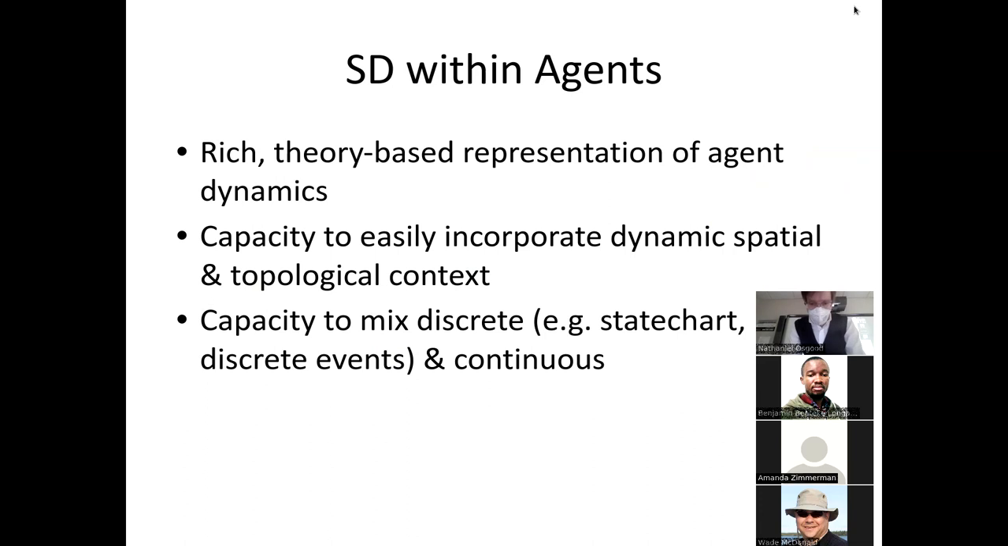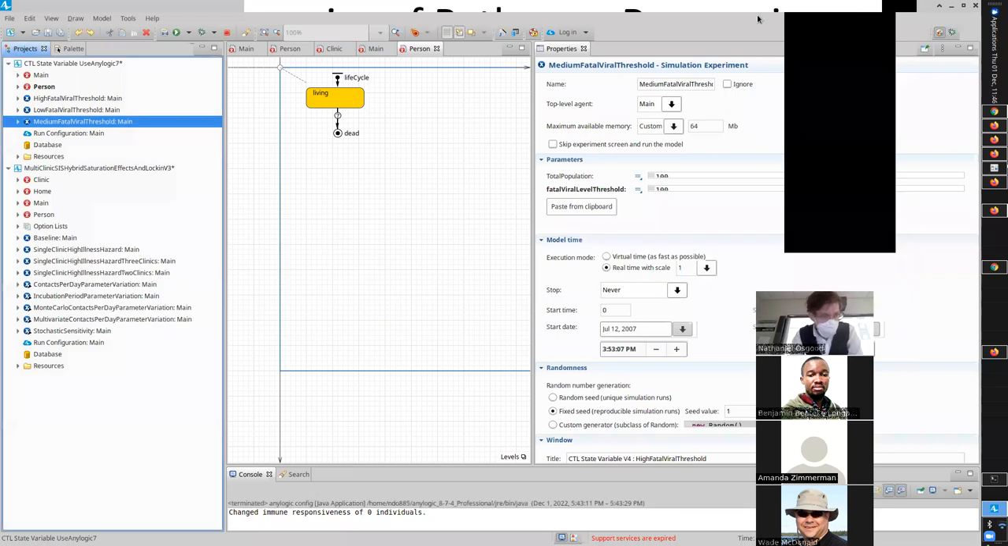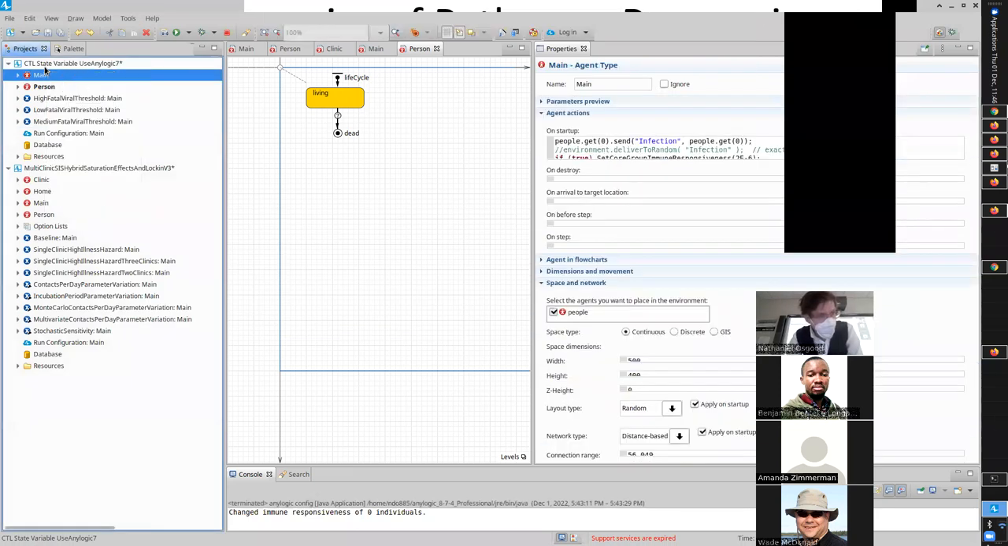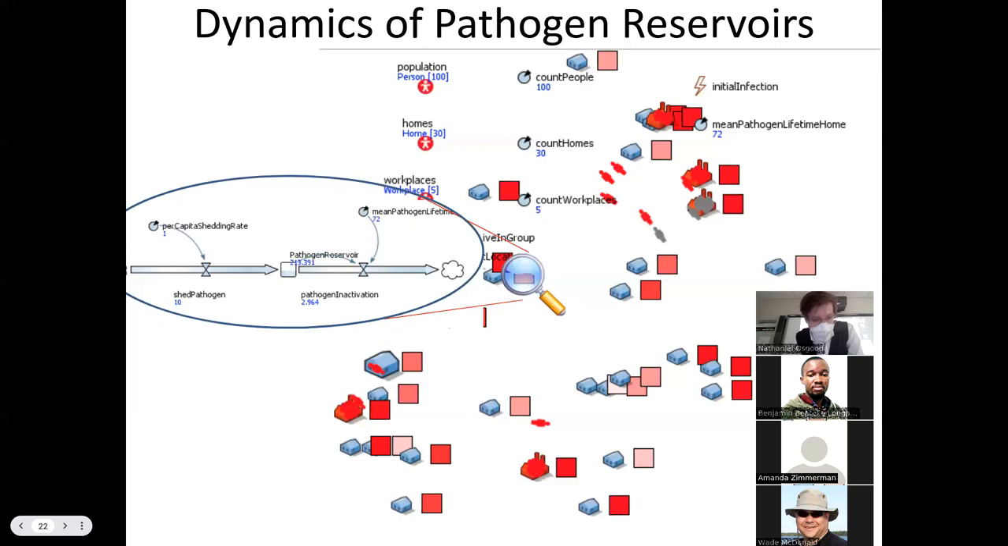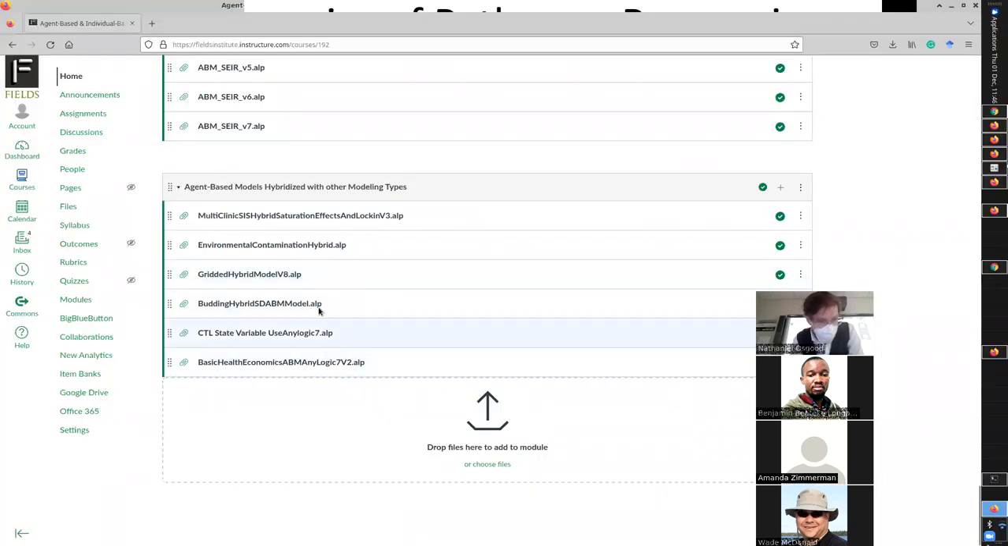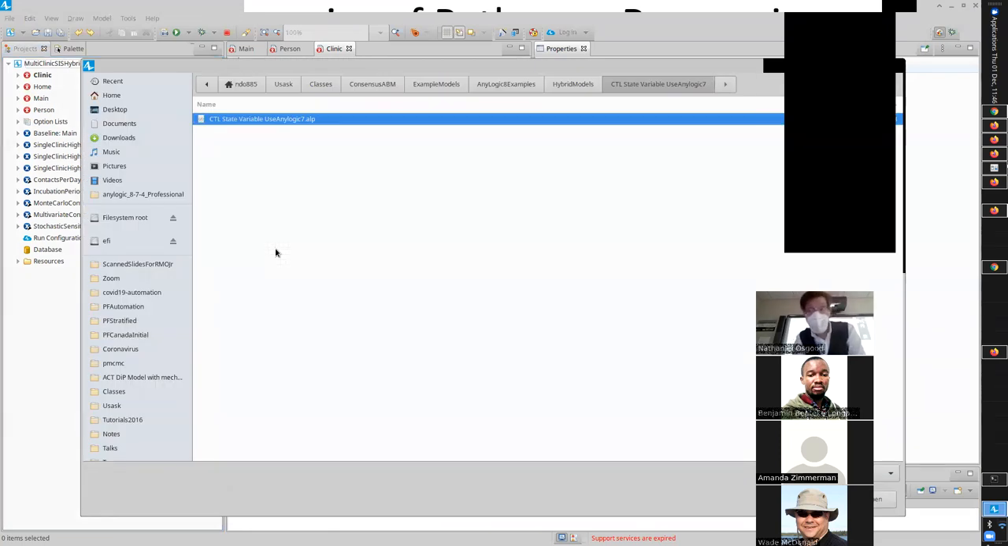There's a number of other models that I'd love to show, but in the interest of time, we're gonna have to go light. Maybe I'll show one more here. It has to do with dynamics of pathogen reservoirs. So if we close this one, we're gonna open up another example model, specifically this environmental contamination hybrid model, okay? And this too will be one of these models having interplay of agents on the one hand, and within agents will be continuous dynamics driven by stocks and flows.